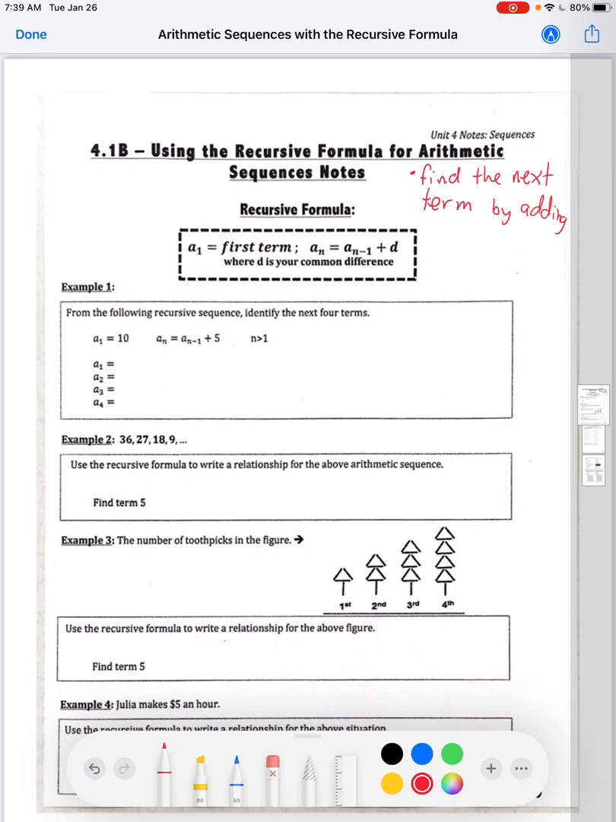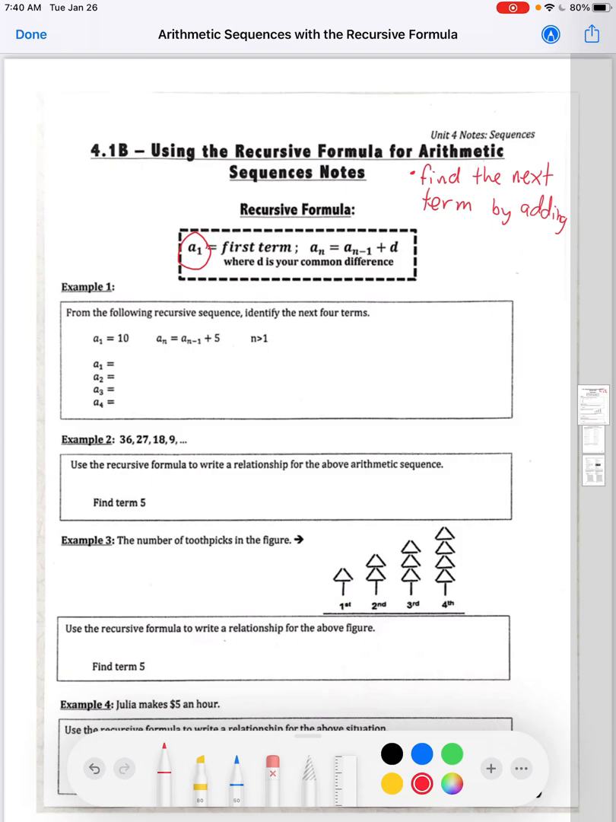A recursive formula is one that's based on the previous term. So we have our formula here. It's all based on the first term, our a1. And then you would use the formula here: a sub n is equal to a sub n minus 1 plus d, where d is our common difference, or the amount that we're adding to the next point.